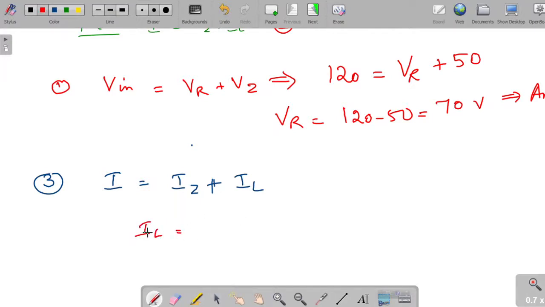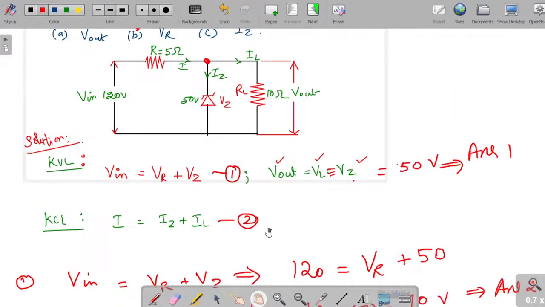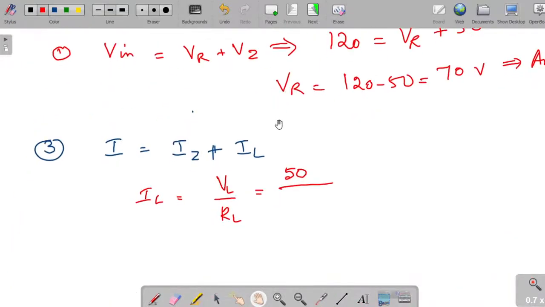How to find out IL? I is equal to V by R, isn't it? So IL is equal to VL by RL. This is Ohm's law, we know that, right? VL value we know it is 50, that is the voltage across the Zener diode actually, divided by the RL value, which is given in the problem itself as 10 ohm. So we substitute it as 10, and it is 5. Okay, 5 amps.